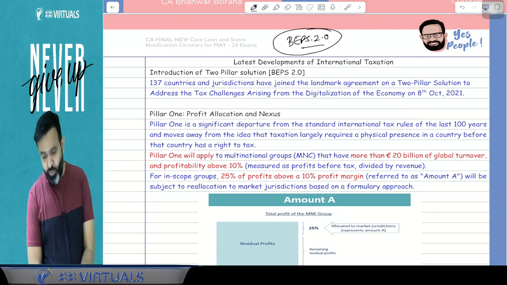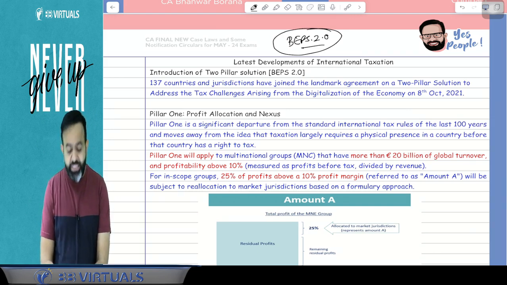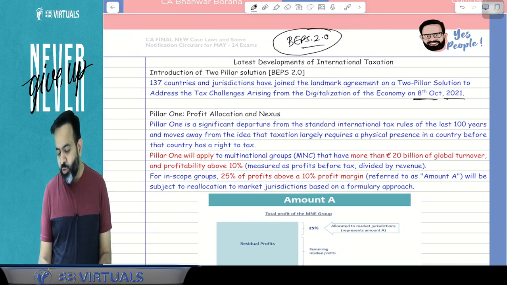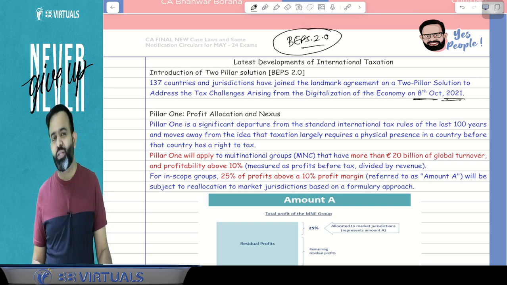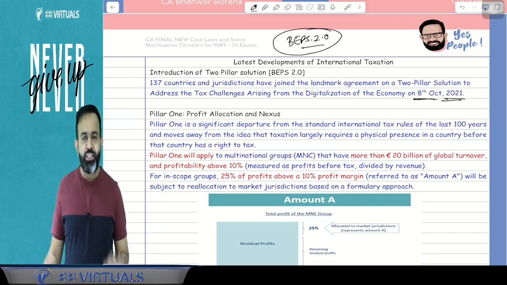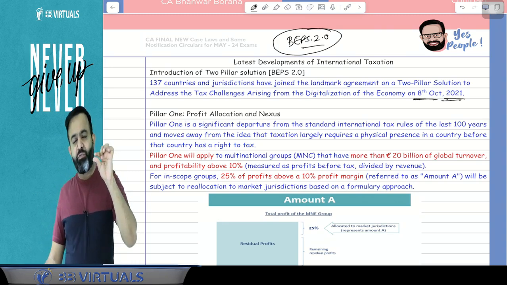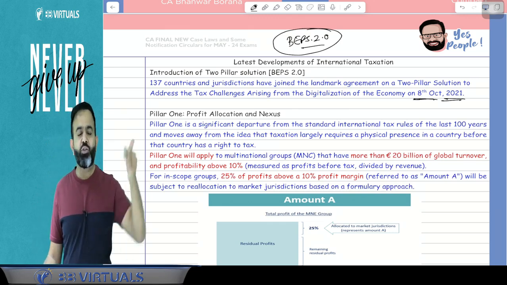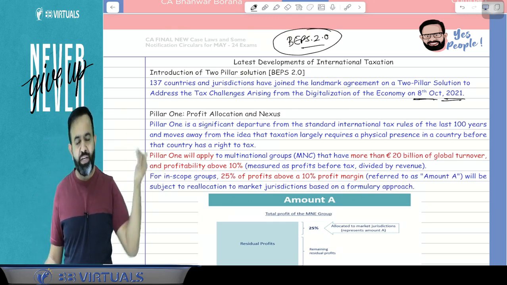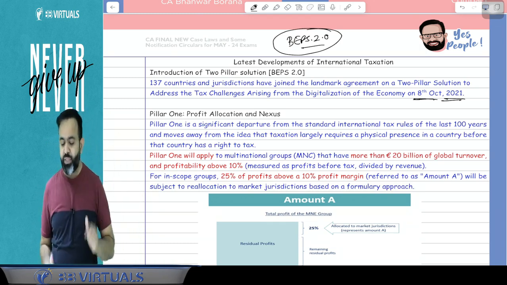And guys, this BEPS 2.0 is a landmark agreement. 137 countries made this agreement, and this agreement was made on the 8th of October 2021. And 137 countries agreed to follow the BEPS 2.0. It is just to remove the defect where companies doing digital business are not paying taxes in the country where they are generating the income. So just to remove that defect, they have introduced BEPS 2.0.